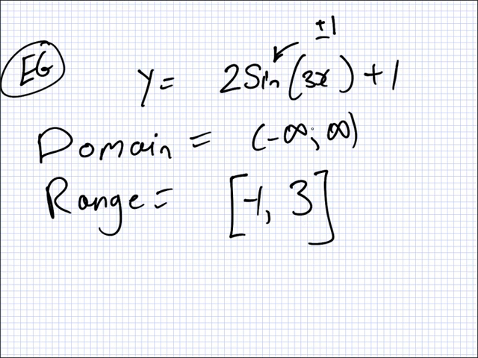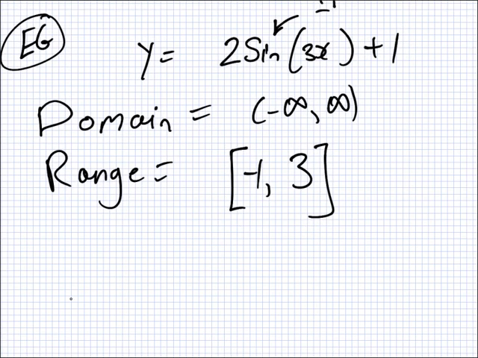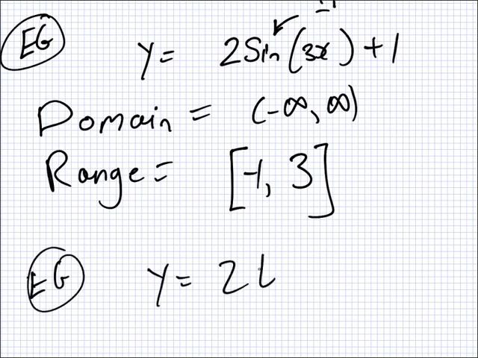So basically you just replace the sine and the cos with plus or minus 1 and you've got the range. Doesn't the 2 make it shorter? Yeah, but the range is only vertical, so we don't care about what happens horizontally. Yeah? Now, what about this one? y equals 2 tan 3x plus 1. What's the range here?